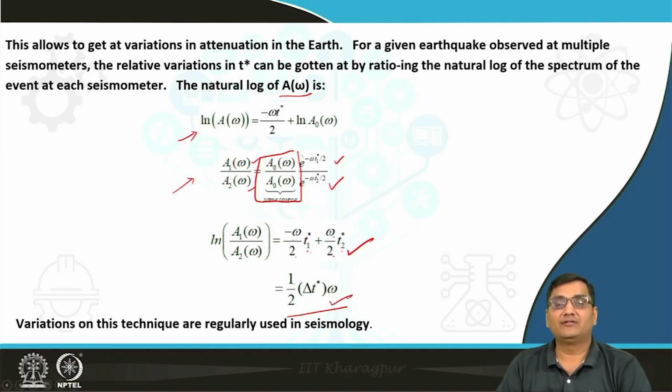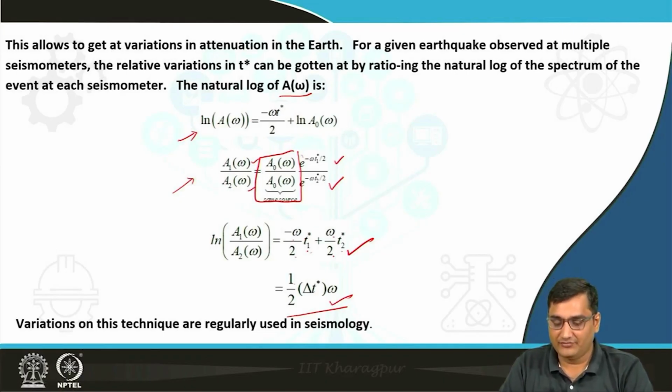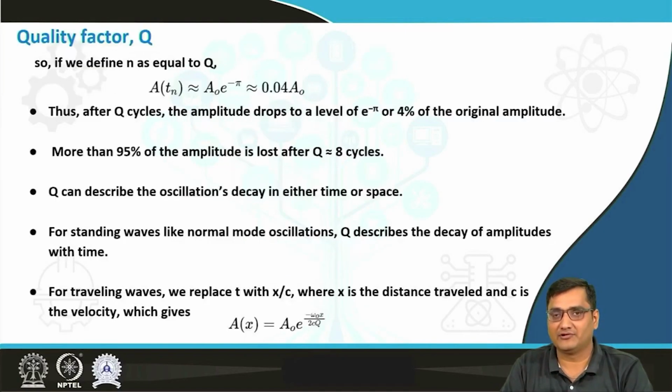So variations on these techniques are regularly used in seismology. We use this in various forms for techniques to quantify the ratio of A1 and A2, and that is regularly used in seismology.